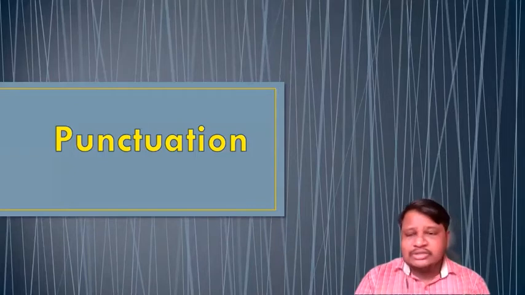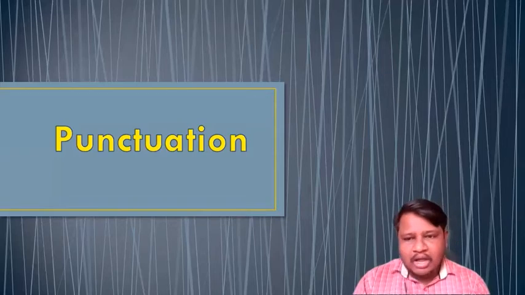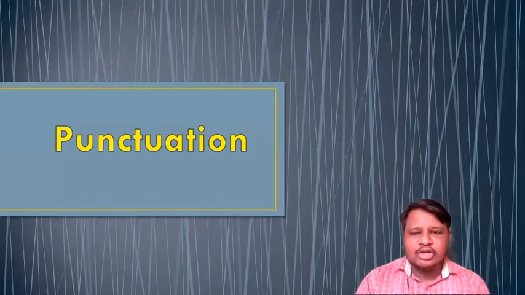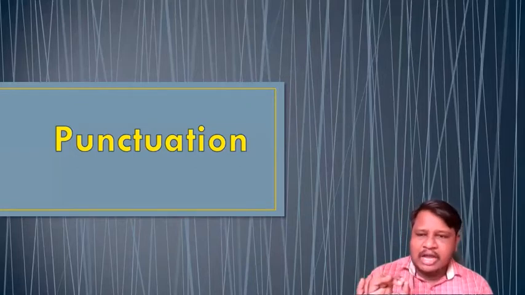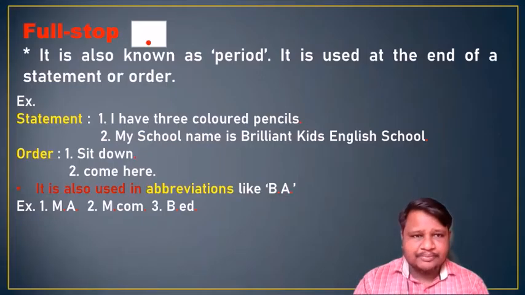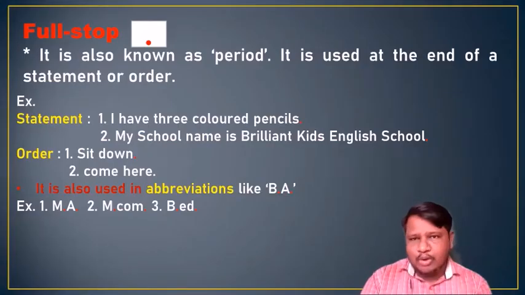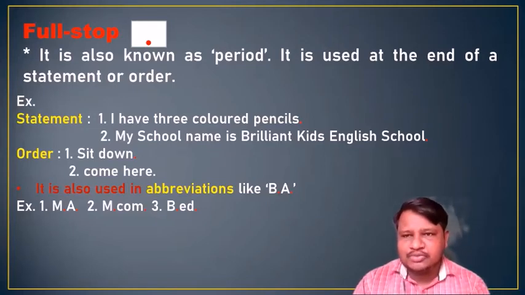How many punctuation marks are there? We have to see. First one is full stop, then comma, question mark, exclamatory mark, hyphen, and dash. Okay, these punctuation marks we have to study in today's lecture. Now one by one we will see that. You can see there, full stop.